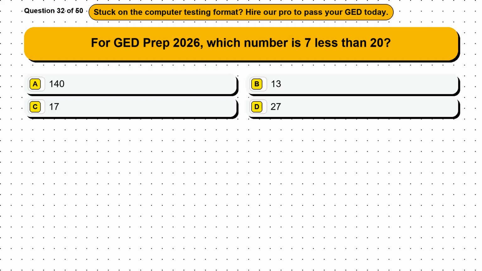Question 32. For GED Prep 2026, which number is 7 less than 20? Option A 140. Option B 13. Option C 17. Option D 27.